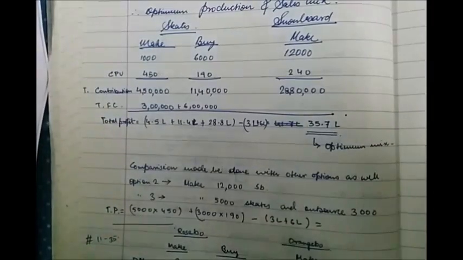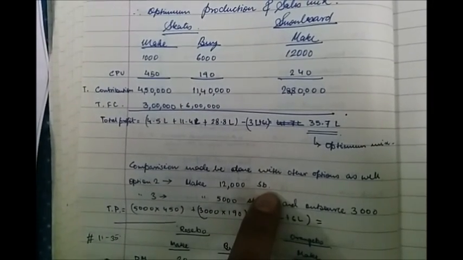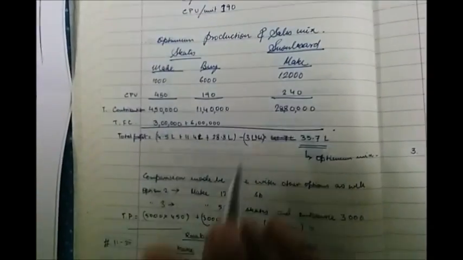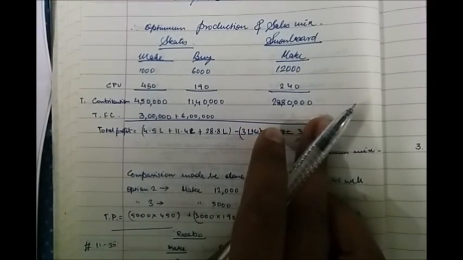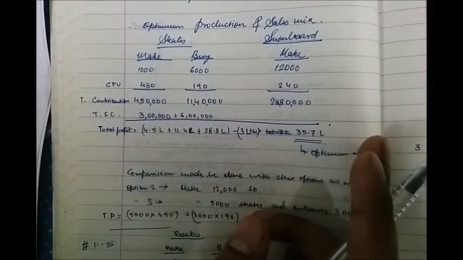You can manufacture only snowboards. 12,000 snowboards, manufacturing only those, will give a contribution of 12,000 into 240. That is 28 lakh 80,000. 28 lakh 80,000 minus 9 lakhs is 19 lakh 80,000.